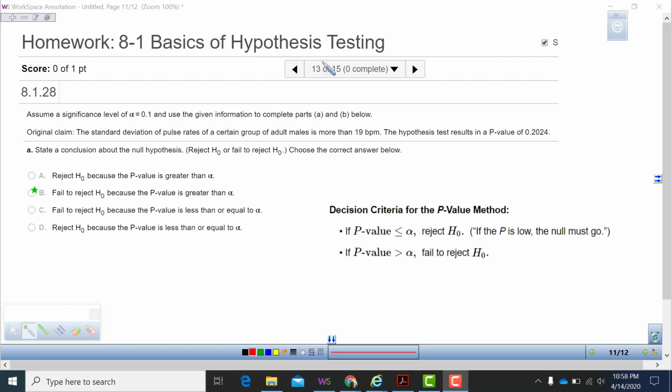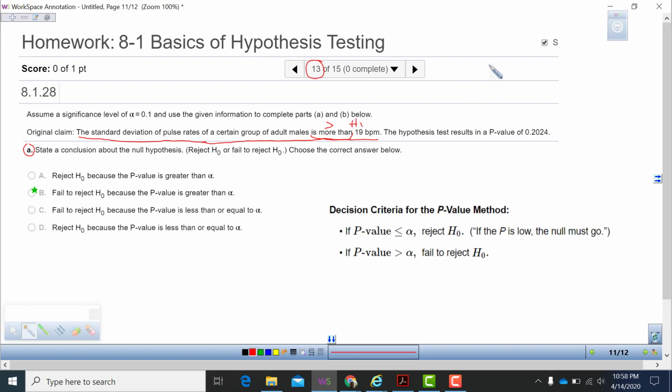Okay, this is number 13, problem number 13. Again, here we have to decide in part A if we reject or fail to reject the null hypothesis. And let's see what the null and alternative hypotheses are. The claim is that the standard deviation of pulse rates of a certain group of adult males is more than 19 beats per minute. So this mathematical statement is "more than," so that goes on the alternative.